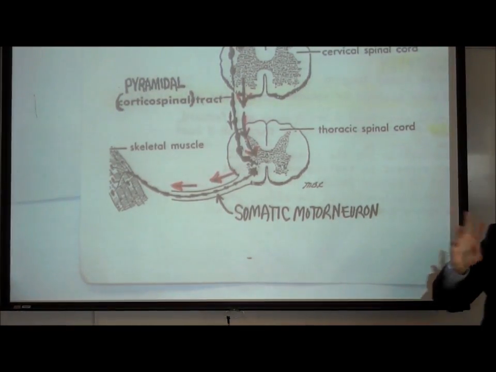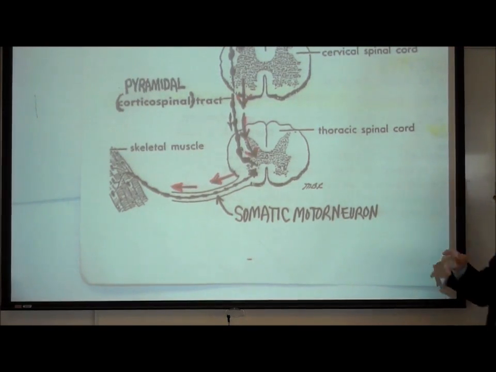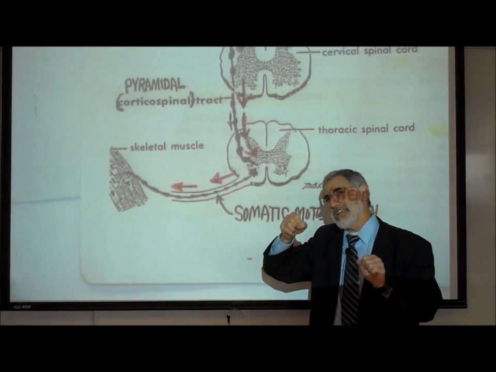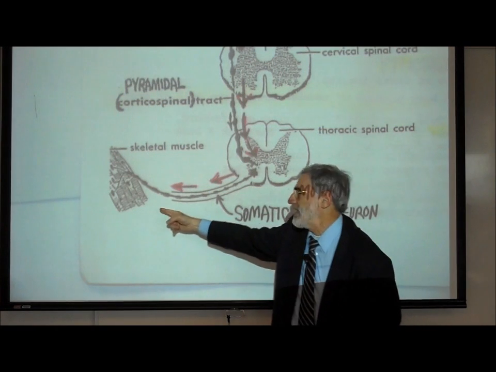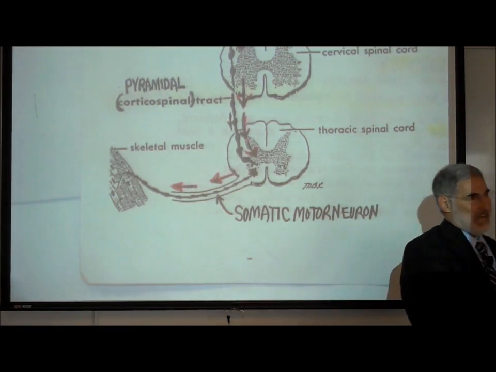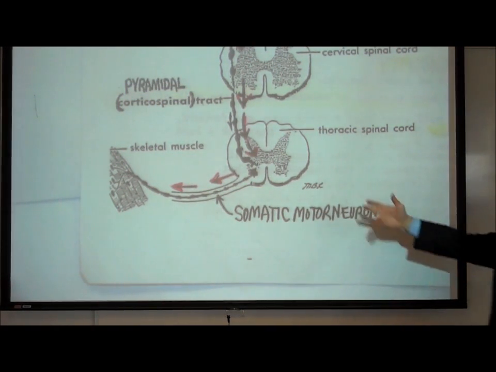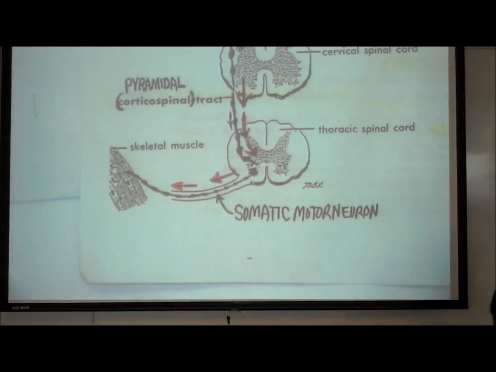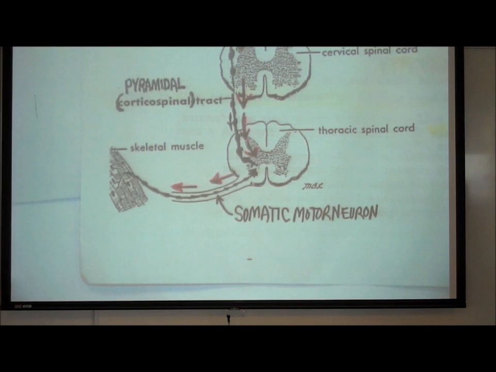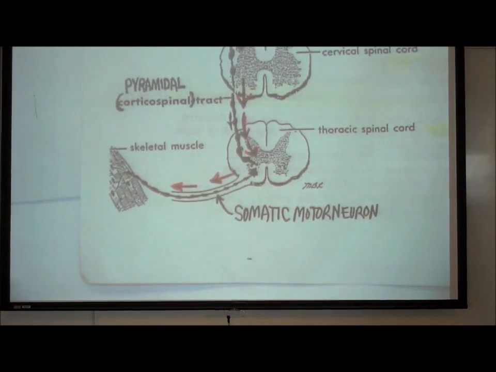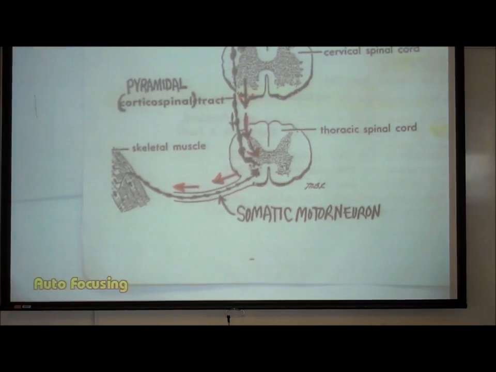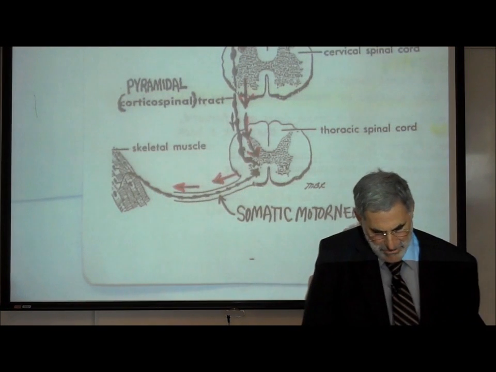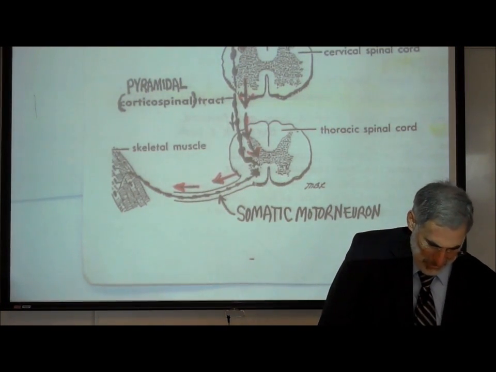So again, it just takes two neurons to send a signal from the cerebral cortex to a skeletal muscle. The myelinated interneuron of the pyramidal or corticospinal tract and the myelinated somatic motor neuron. Two neurons in that circuit, in that sequence. We've seen another picture of this as well. I'll just remind you, just for the purpose of being repetitive.